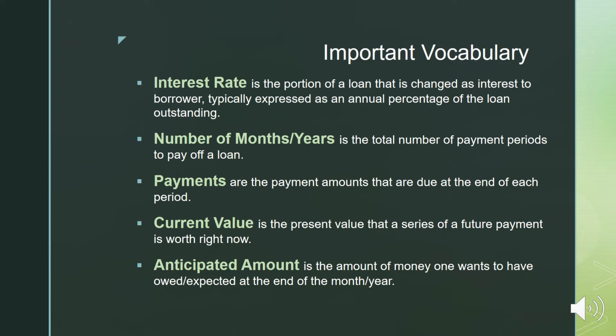The payments are the payment amounts that are due at the end of each period. That is either the end of each month or the end of each year, depending on your situation. The current value is the present value that a series of future payments is worth right now. This is if you have $10 in your bank account or 100, what you have now and are planning to invest or what you're planning on using to pay off a loan. And lastly, the anticipated amount is the amount of money one wants to have owed or expected at the end of the month or year.